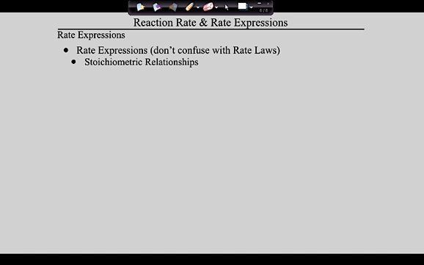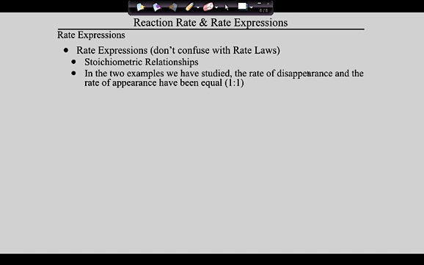But guys, here's the problem. In the two examples that we looked at just now in class, the mason jar example and the butyl chloride reaction, the rate of disappearance and the rate of appearance were 1 to 1. The stoichiometric ratios were all ones. But guys, what if it's not ones? Well, I'm going to show you.